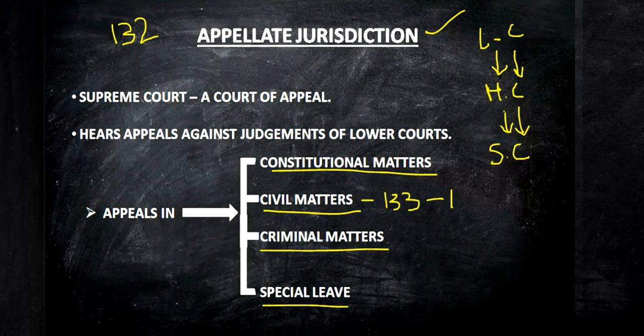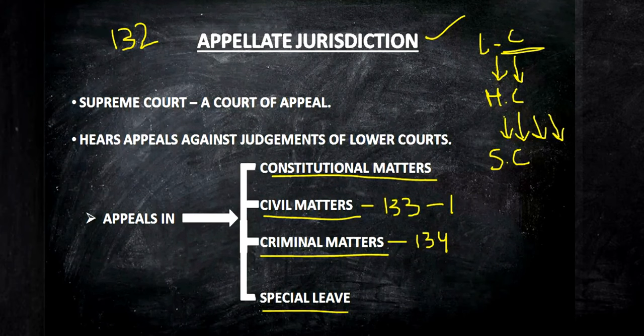Is it clear? Now, let's move on to the next important thing, that is the procedure of appealing in constitutional matters. So whenever a particular case falls under the constitutional matters and how those cases can be appealed, those procedures are mentioned under Article 133 clause 2. Under Article 133 clause 2, the cases related to constitutional matters and the way by which those constitutional matters can be appealed in the Supreme Court is mentioned.